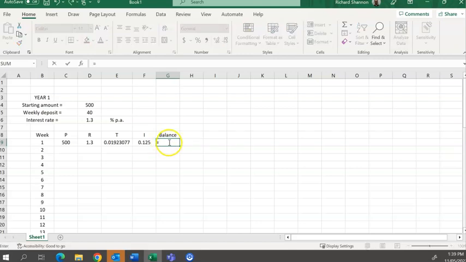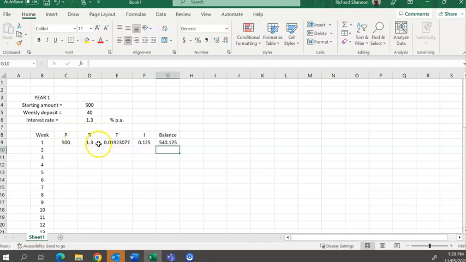What is it? We start off with equals, and then we've got the P plus the interest. But we're also adding that $40. All right, so at the end of the week, like you start the account off with $500. At the end of the week, you've got $540 and about 13 cents.